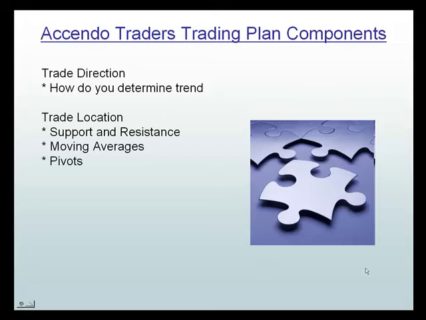Secondly, we have to identify the location. Where are some key price level points that we need to be aware of that will be good places to enter our trade? Support and resistance, moving averages, pivots, all of these things are key price levels, and when combined with the direction of the market, we can find good places to enter a trade.